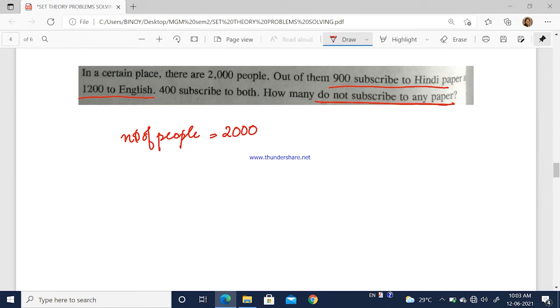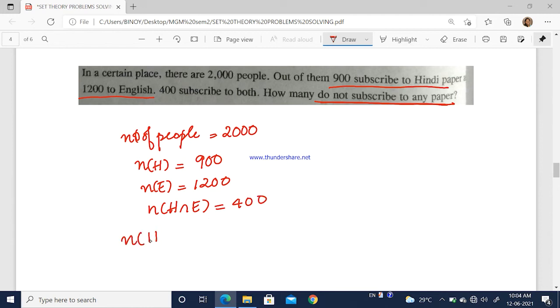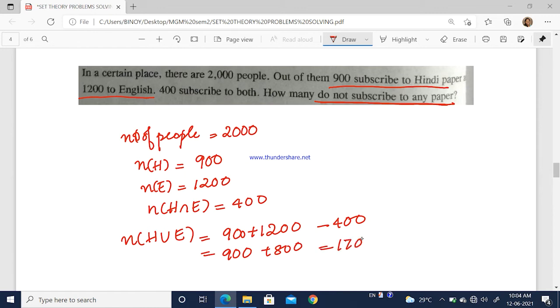Any paper. So same as before, we'll write the number of people who read a Hindi paper is 900 and English is 1200, and the people who take both Hindi as well as English is 400. We are going to find how many read either Hindi or English. So it is 900 plus 1200 minus 400. So it is 900 plus 800, that is 1720.